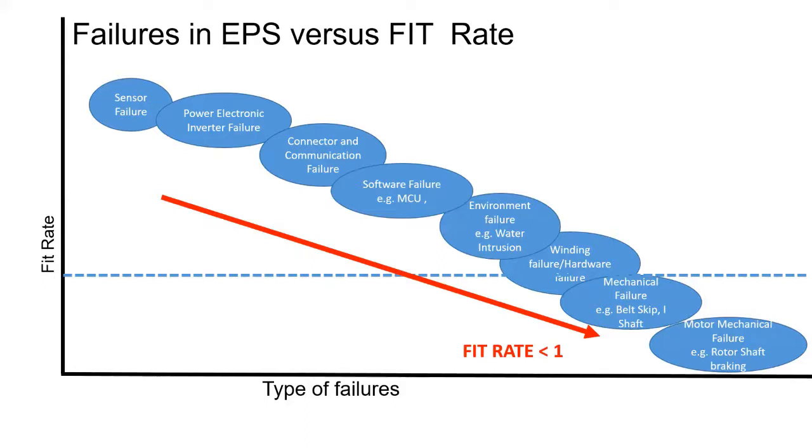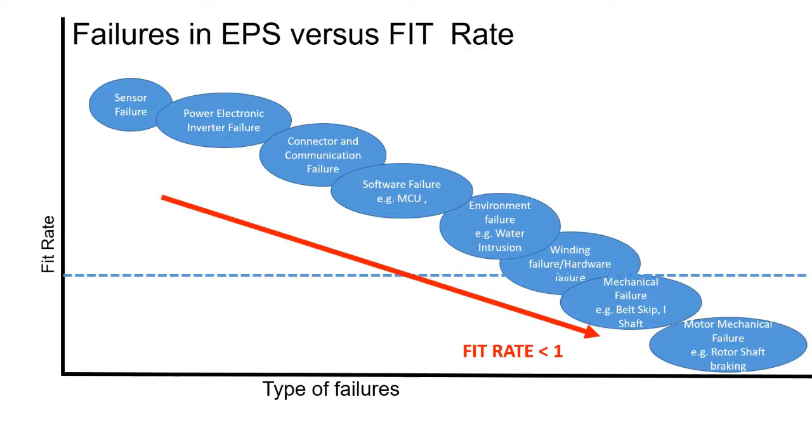If you look here, you can quickly see that sensor failures are very common, so their FIT rates are very high. Moving down, power electronics failures, communication failures, because we communicate with the vehicle in CAN, a vehicle network protocol. We have connectors for torque and power, and those connector failures can happen. Then there is always a software failure, and our ECU can have failures, so their FIT rate is also high. Anything can happen to the ECU, like some memory corruption, so those failures are high.